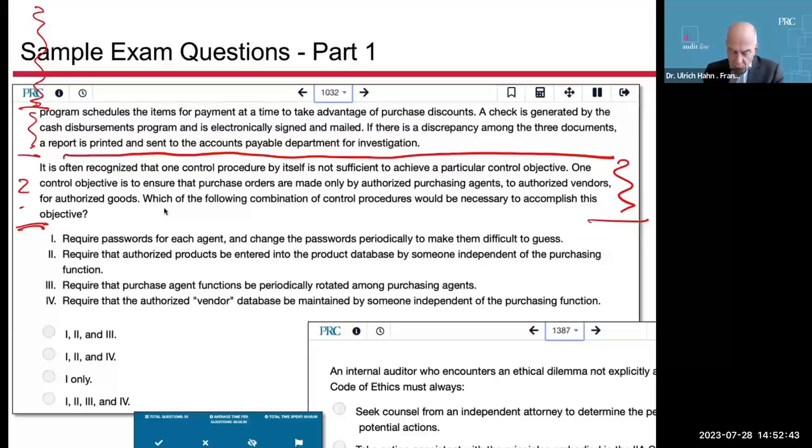Another thing we have here is 1, 2, 3, 4 answer options. Let's see what's in the question. It is often recognized that one control procedure by itself is not sufficient to achieve a particular control objective. So we have different controls. This would be in part 1, in the section about internal control. But you see it's also about an operational issue, obviously, maybe invoice processing or so forth. So it's an operational thing, and this can also be in part 2.